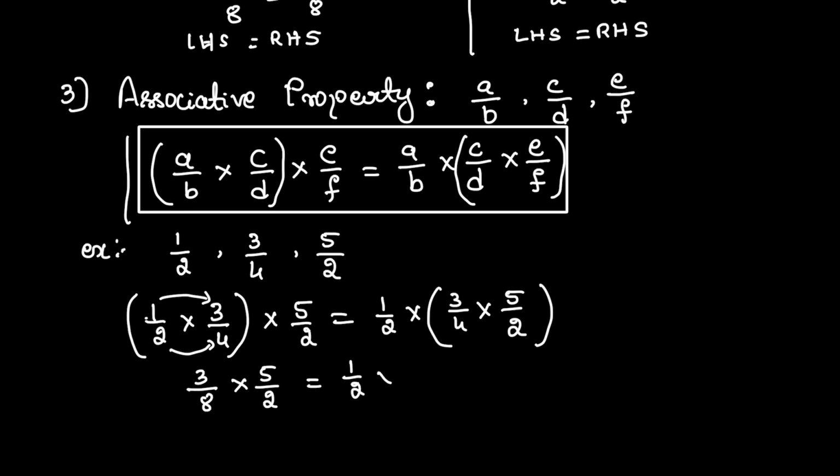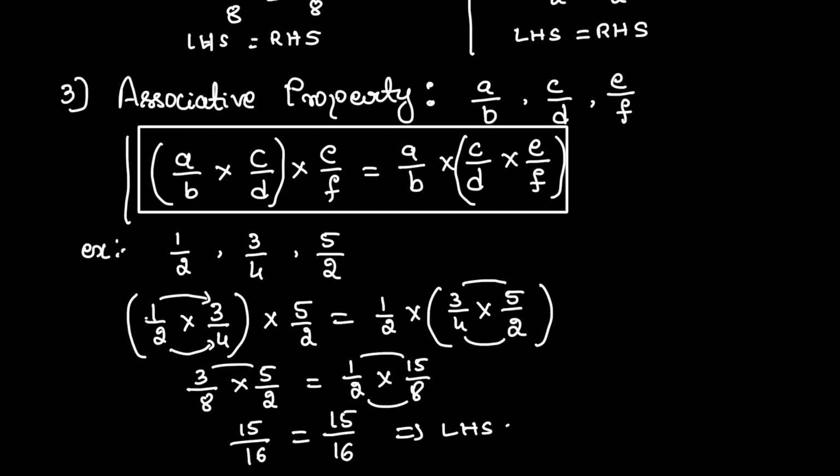1 by 2 into 15 by 8. Next, again here also rational number multiplication. 1 15s are 15, 2 8s are 16. On the right hand side, 15 ones are 15, 2 8s are 16. Now we are getting LHS is equal to RHS.